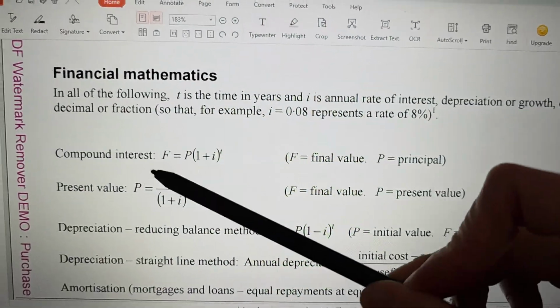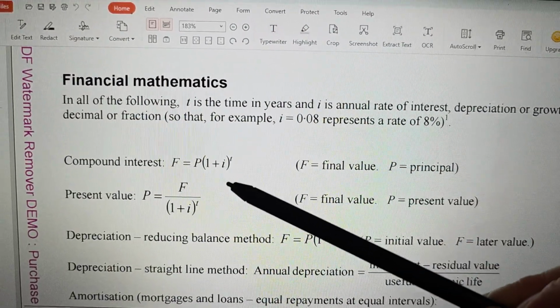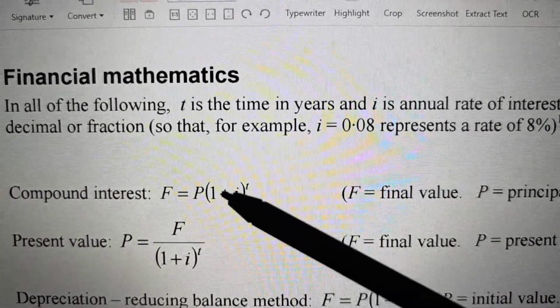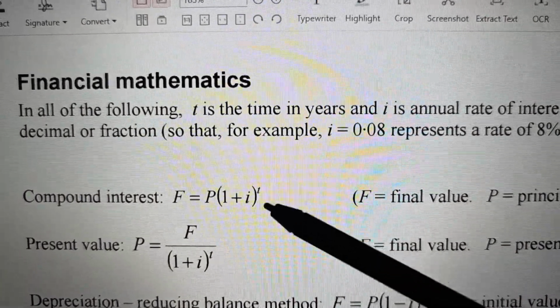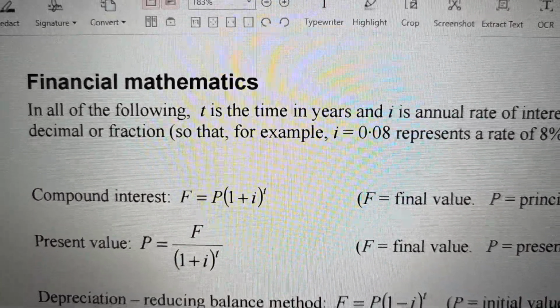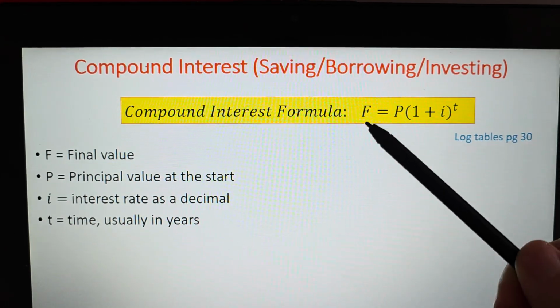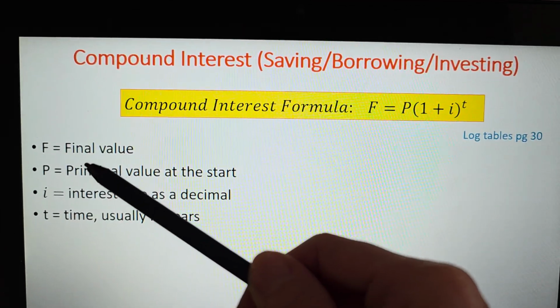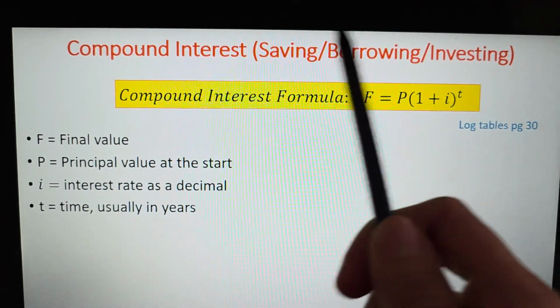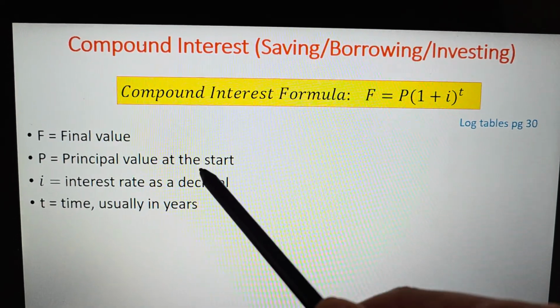Okay, so you'll see it in your log tables and it'll be just written as compound interest, and there's the formula. F equals P by 1 plus I to the power of time, T. Okay, so F represents the final value, or you could call it future value if you want. P represents the principal value at the very start.